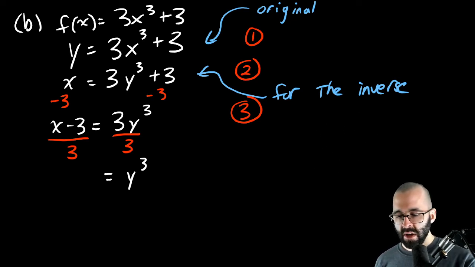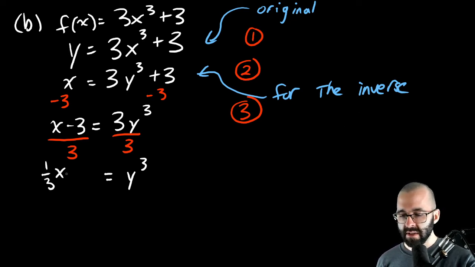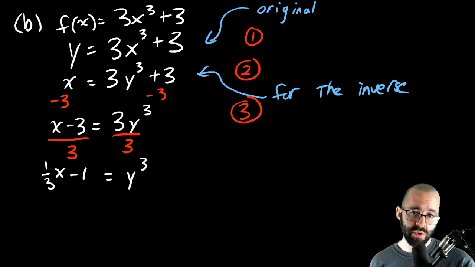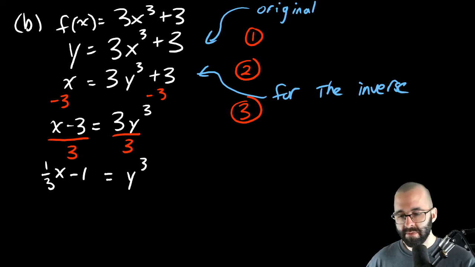Or you could write it as 1/3 x minus 1. If we have 2 things that are getting divided by 3, we can just divide them by 3 individually. It's your choice, which way you prefer. Both are equally correct. And now we need to take the cubed root of both sides.